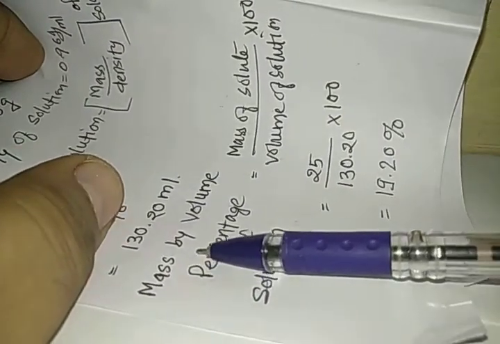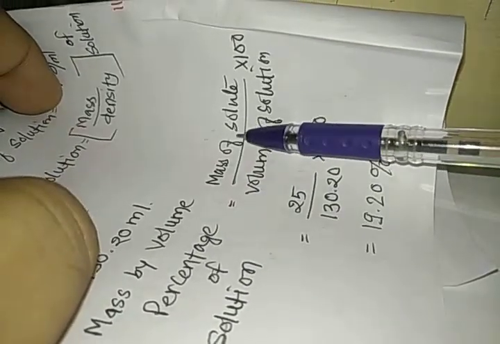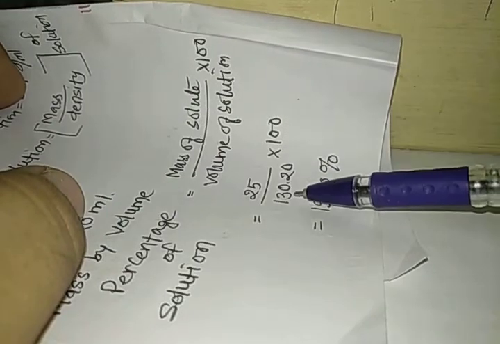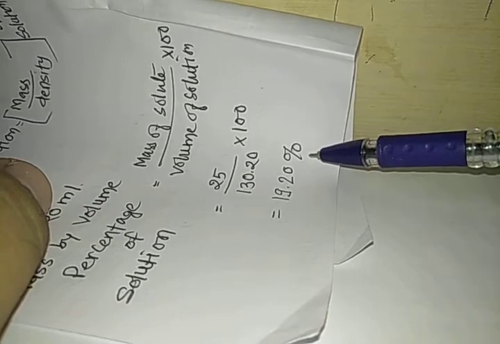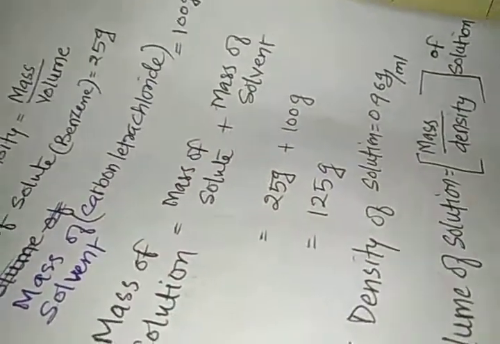Now we can calculate the mass by volume percentage. So the mass by volume percentage of solution is equal to the mass of solute divided by the volume of solution multiplied by 100. We have mass of solute as 25 gram. Volume of solution we have just calculated, that is 130.20 ml, multiplied by 100, and by doing this calculation we get 19.20% as the answer. So this is how we can calculate the mass by volume percentage of solution using the formula of density, that is density is equal to mass by volume, and therefore volume is equal to mass by density for a particular solution.